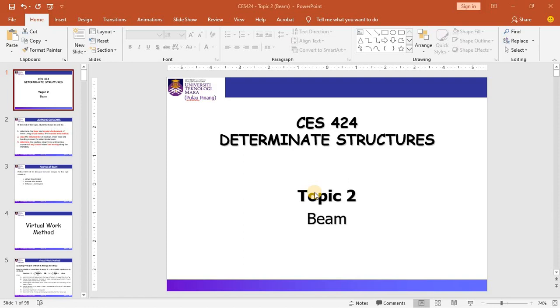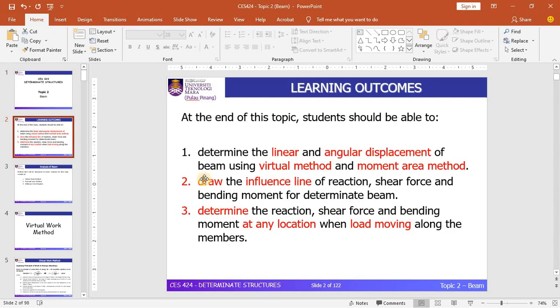Hello everyone. Okay, so in this session we will continue our lecture with topic 2. Topic 2 is about beam analysis. As usual, let's look into the learning outcomes before we discuss this particular topic further.